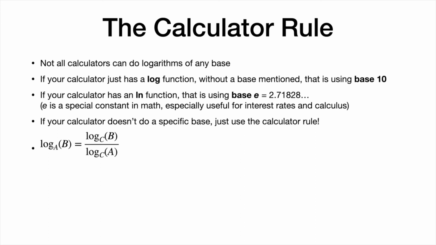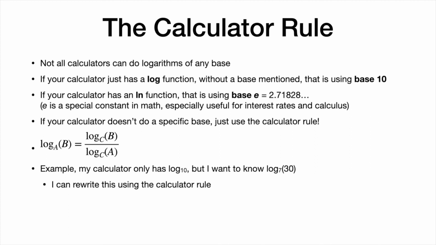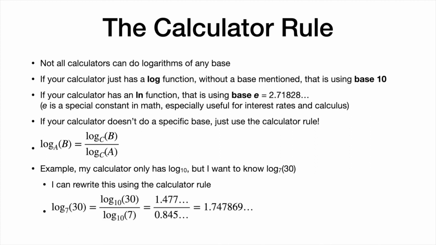The calculator rule is log base a of b is equal to log base c of b divided by log base c of a. Okay, so for example, let's say that my calculator only has log base 10, but I want to know the log base 7 of 30. Well, the calculator rule will let me rewrite this. Okay, and here's what it looks like. So the log base 7 of 30, since my calculator has log base 10, I can write it as log base 10 of 30 divided by log base 10 of 7.